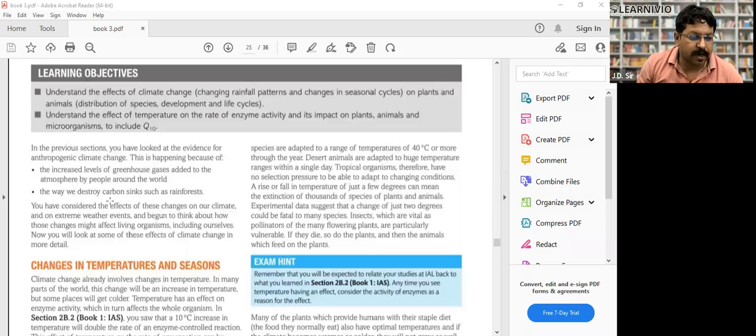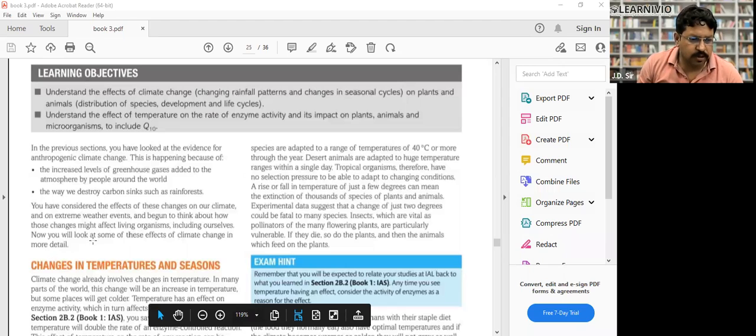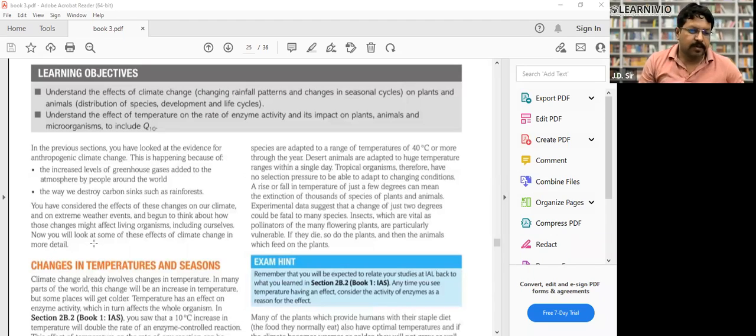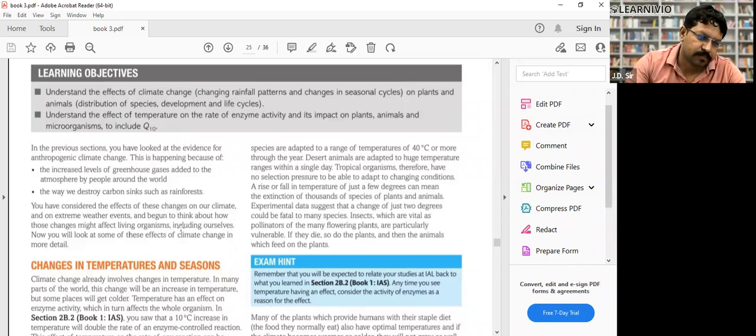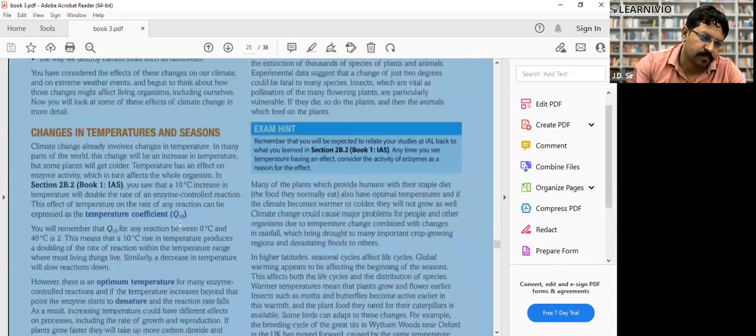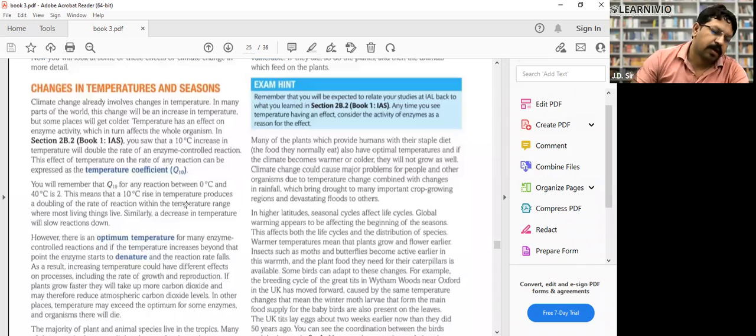You have considered the effect of the change on our climate and the extreme weather events. To begin, think about how those changes might affect living organisms, including ourselves. Now you will look at the sum of these effects of climate change in more detail. Changes in temperature and seasons that are taking place.